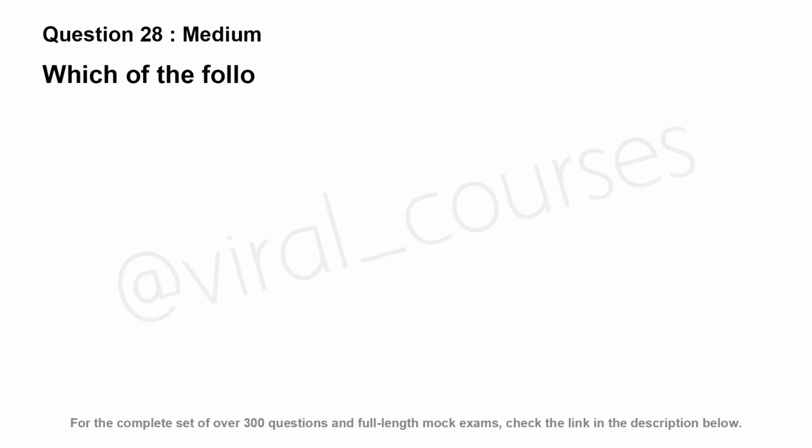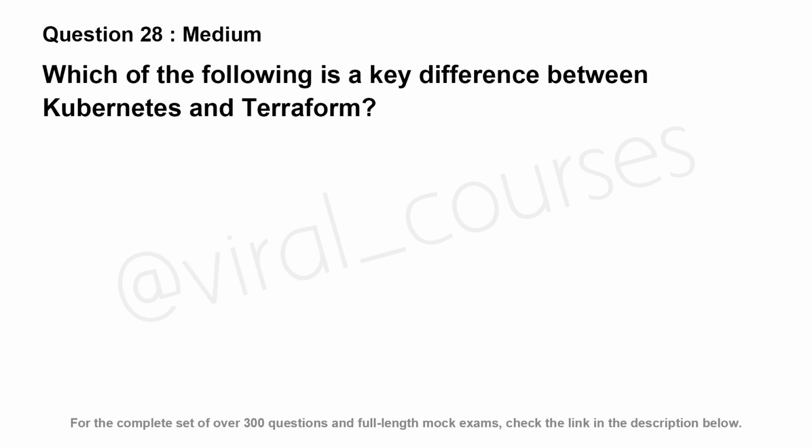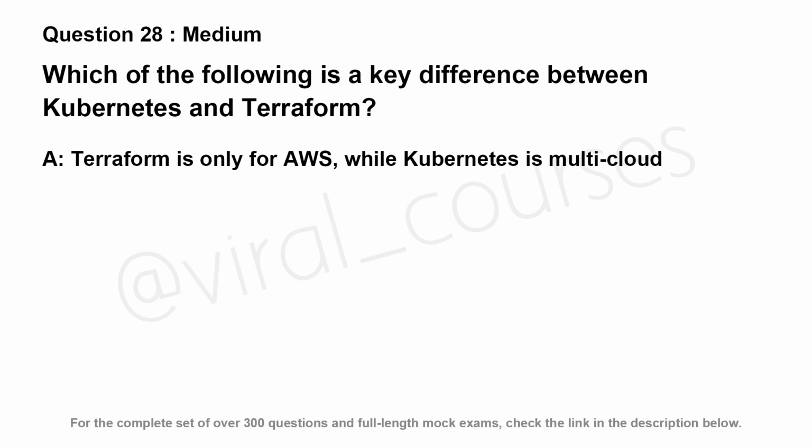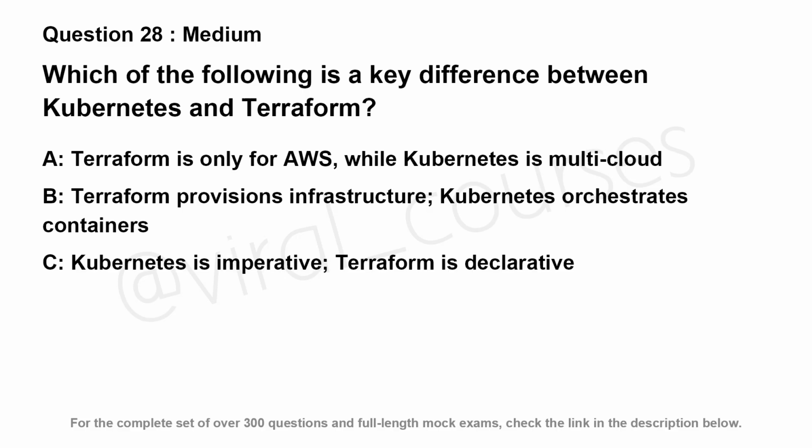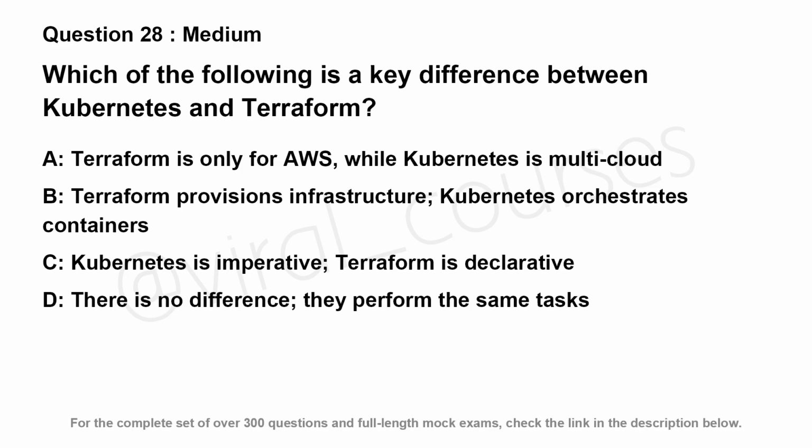Which of the following is a key difference between Kubernetes and Terraform? Option A. Terraform is only for AWS, while Kubernetes is multi-cloud. Option B. Terraform provisions infrastructure. Kubernetes orchestrates containers. Option C. Kubernetes is imperative. Terraform is declarative. Option D. There is no difference. They perform the same tasks.